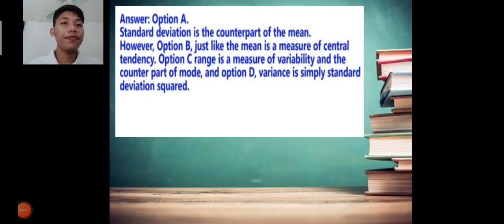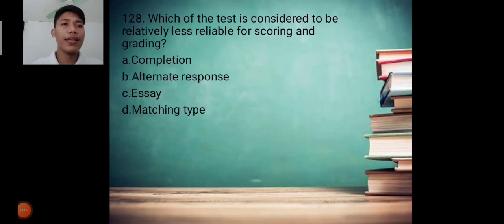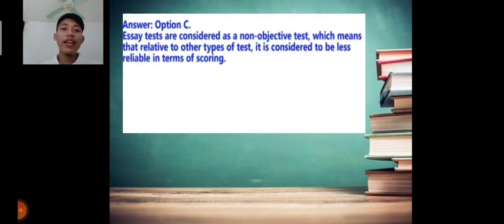So let's proceed. 128. Which of the tests is considered to be relatively less reliable for scoring and reading? Less reliable. From A, completion, B, alternate response, C, essay, D, matching type. So the correct answer is the essay, because essay is part of the less reliable. Essay tests are considered a non-objective test, which means that relative to other types of tests, it is considered to be less reliable in terms of scoring. So the correct answer is essay. So let's proceed.